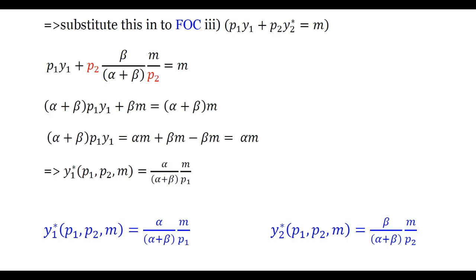And we have the same expression, or a similar expression, for the second good as a function of P1, P2, and m: beta divided by alpha plus beta times m divided by P2.